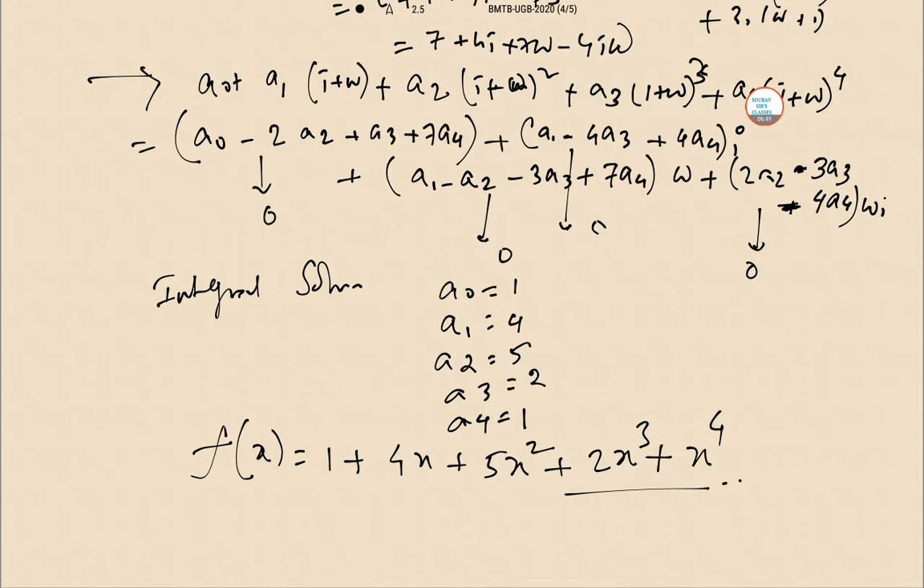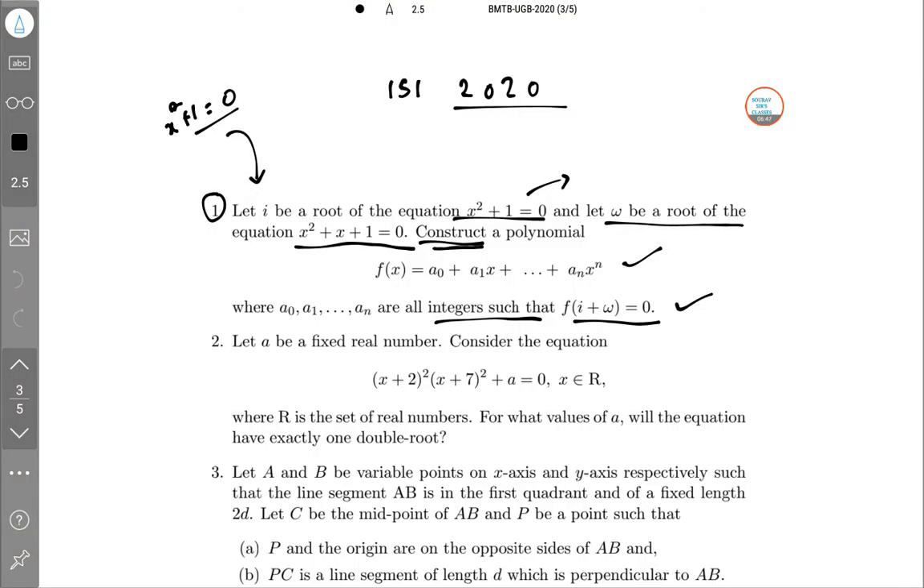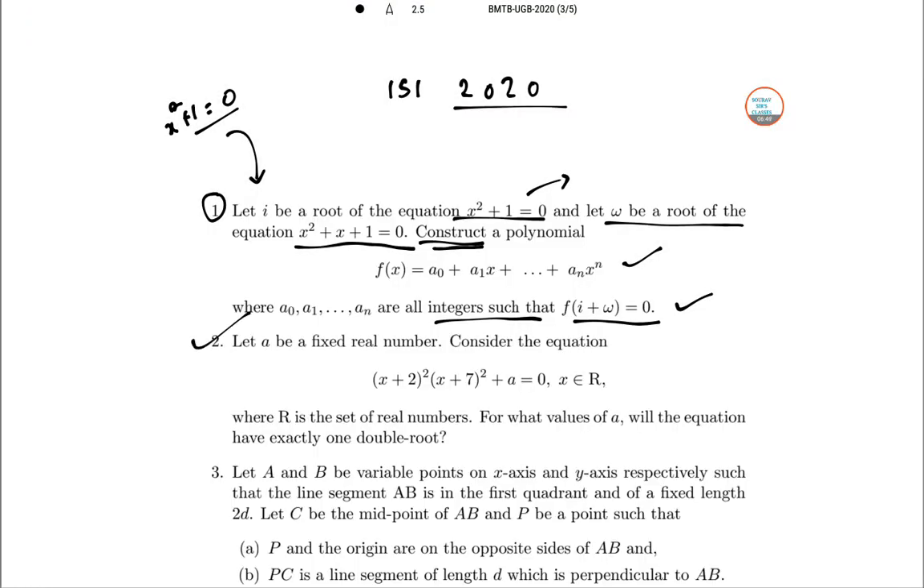Okay. Now we get to the second question. In the second question, let a be a fixed real number, and consider the equation (x+2)²(x+7)² + a = 0, where x is real. So R is the set of all real numbers. For what values of a does the equation have exactly one double root?